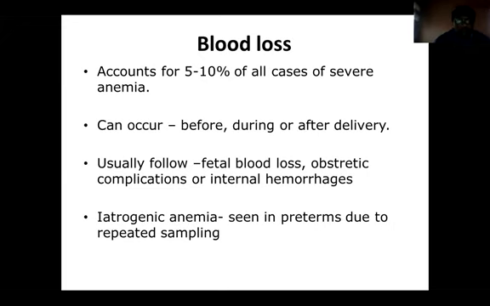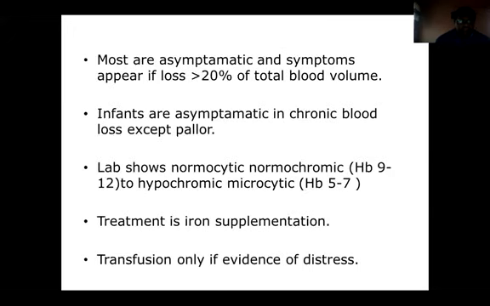Now, one by one, there are only 3-4 points regarding each. Blood loss accounts for 5 to 10% of all cases of severe anemia. It can occur before, during, or after delivery, usually following fetal blood loss, obstetric complications, or internal hemorrhage. Iatrogenic anemia is seen in preterms due to repeated sampling. Most are asymptomatic. Symptoms appear only when more than 20% of the total blood volume is lost. Infants are asymptomatic in chronic blood loss also, except for pallor.